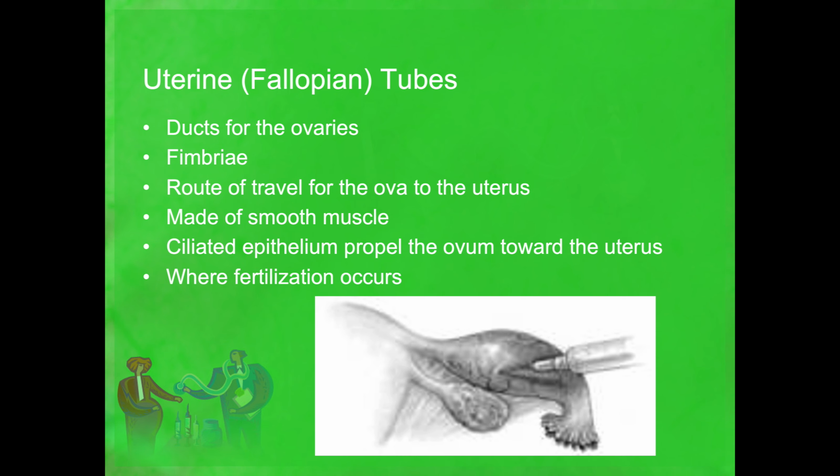Alrighty, so here are the tubes themselves, the fallopian tubes, or the uterine tubes. They are the duct for the ovaries. So we have the ovaries on the end, and then the ovum, when it gets released, it moves down. Now, at the end of the fallopian tubes, the fallopian tubes have what we call fimbriae. Fimbriae are little fringe-like or finger-like structures at the end of the oviducts, like a funnel with little fingers on it, and they help to facilitate and move the egg along.